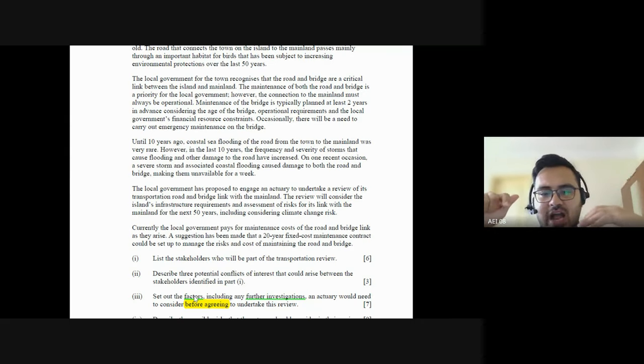For one and two, I'm pretty sure you don't even have to read through all of this. Based on what we have just studied in the last few minutes, you'll be able to tackle part one and two. It's not that difficult. But yes, of course, you'll be under time pressure. You have to manage your time very well while you're going ahead with this.